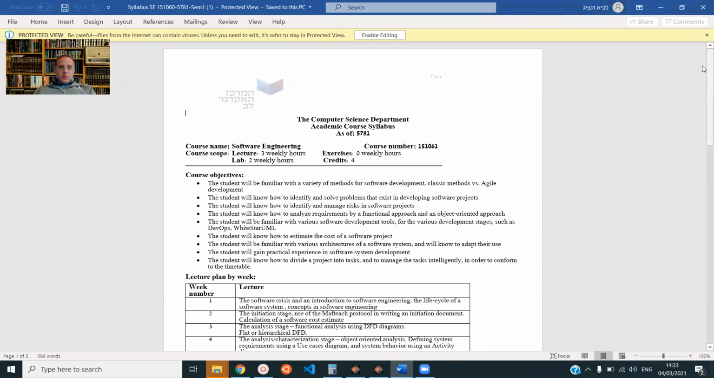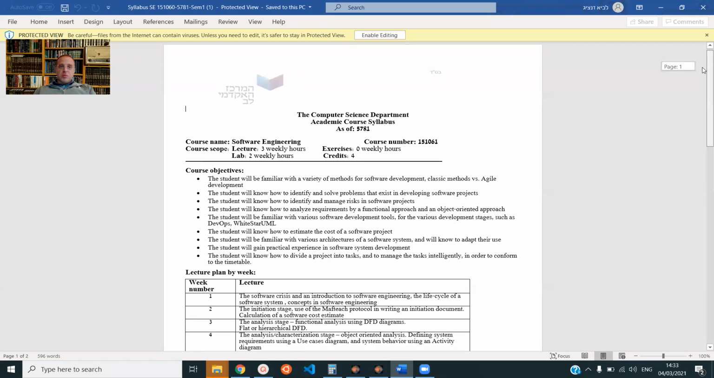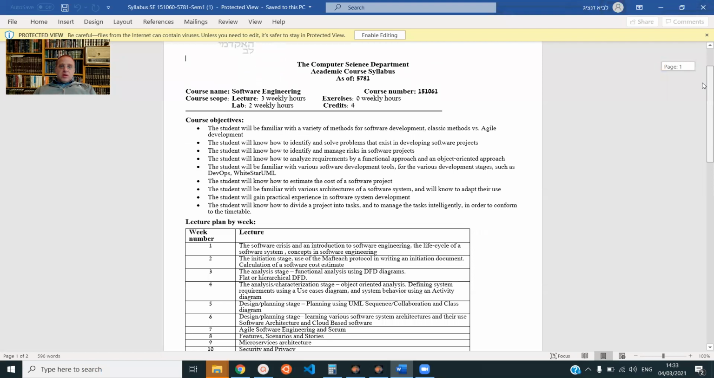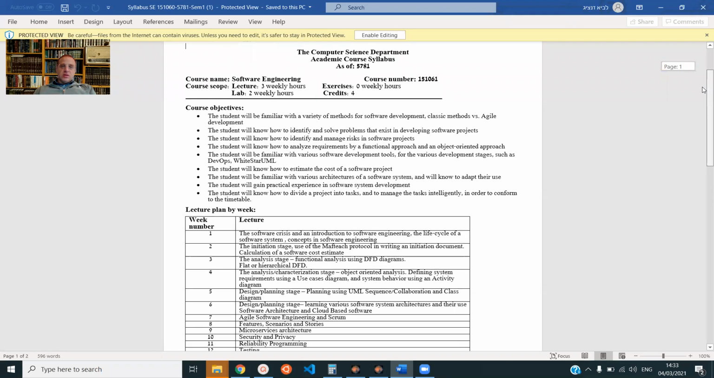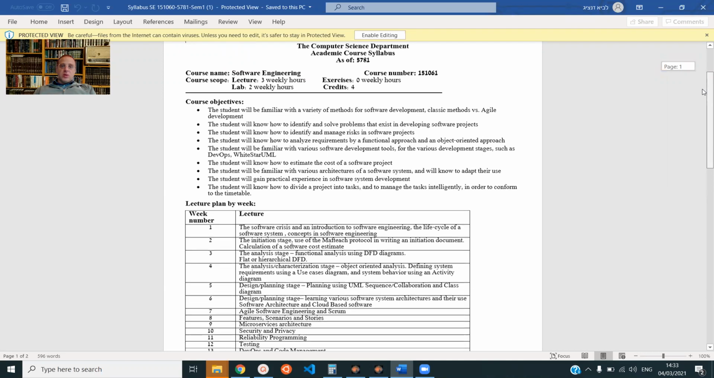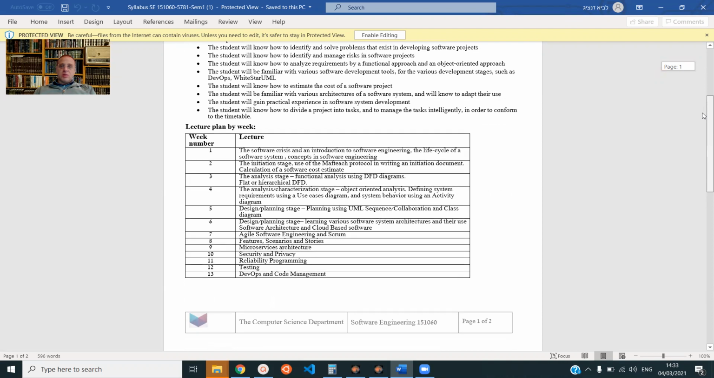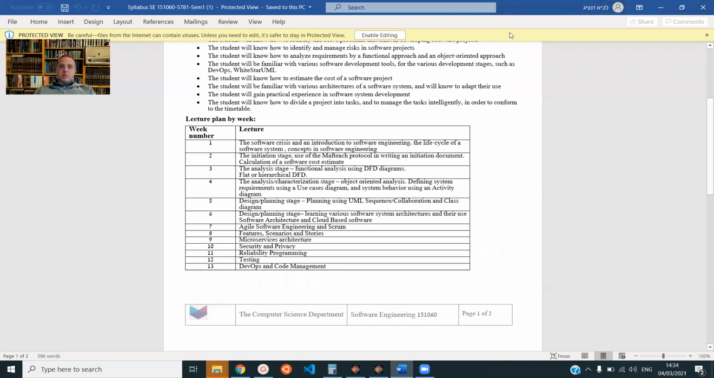So, course objectives: students will be familiar with a variety of methods of software development. Classic methods versus agile. Students will know how to identify and solve problems. We're going to learn some things that you may have already had some exposure to, like class diagrams, but some things that you haven't, like sequence diagrams and initiation document.